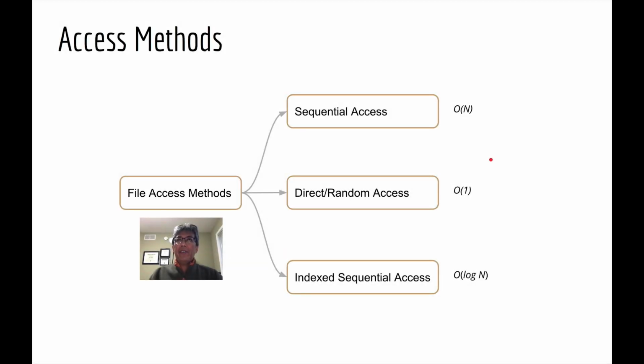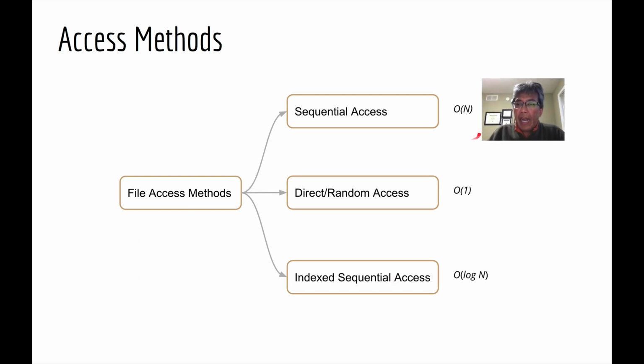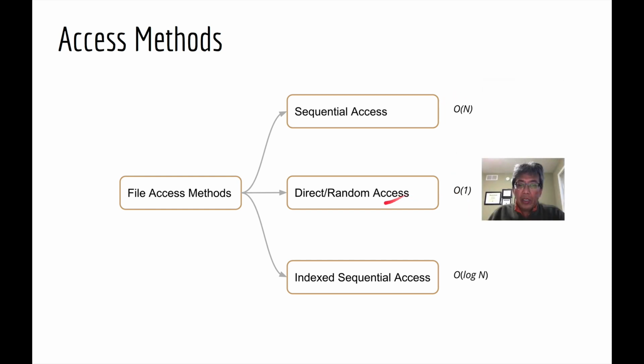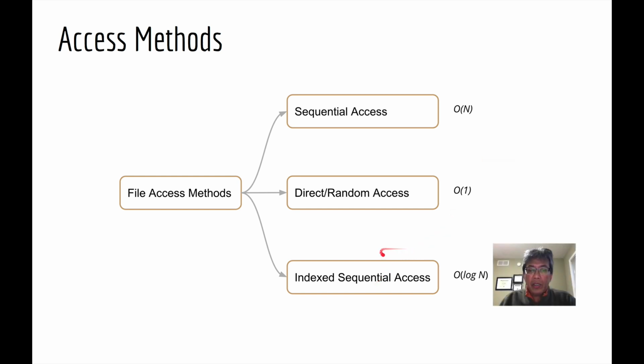Let's look at the many different options a program can access data from a file. The commonly used access methods are sequential access, random or direct access, and a combination of index sequential access method. The cost of sequential access is on average O(n), which is linear, and the cost of direct random access is O(1), and the cost of index sequential access method is on average O(log n).